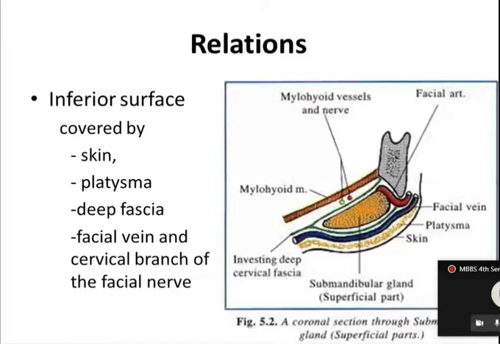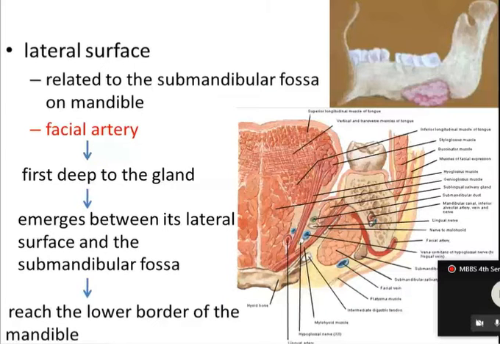And the lateral surface is related to the submandibular fossa of the mandible. So this is the submandibular fossa of the bony mandible, which is in relation to the lateral surface of the gland. Talking about the facial artery, it is in close relation to the submandibular salivary gland. First of all, deep to the gland here, and emerges between the lateral surface. This is the bone, so lateral surface and the submandibular fossa of the mandible here, and reaches the lower border of the mandible. So this is the relation of the facial artery in the lateral surface.